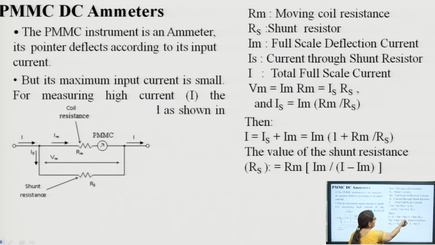Here we can substitute the value of Is, which is Im Rm by Rs. So, I is equal to Im into 1 plus Rm by Rs. By solving this equation we find the value of Rs: Rs is equal to Rm Im by I minus Im. I minus Im is basically Is. So, Rs is equal to Rm Im by Is.